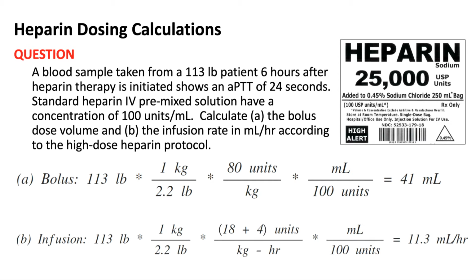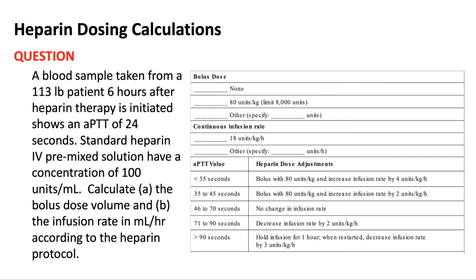Next, let's talk about the continuous infusion. So again, it's still going to be weight-based. So we'll start with our weight again at 113 pounds. And now we're going to multiply that times the conversion of 1 kilogram per 2.2 pounds. So pounds cancel. And what we need to do now is, as a reminder, and I'll flip back here because it was kind of confusing. I skipped by that a little bit. The continuous infusion rate on top there, you'll notice that they were already started on, was 18 units per kilogram per hour. So that's what they're on currently.